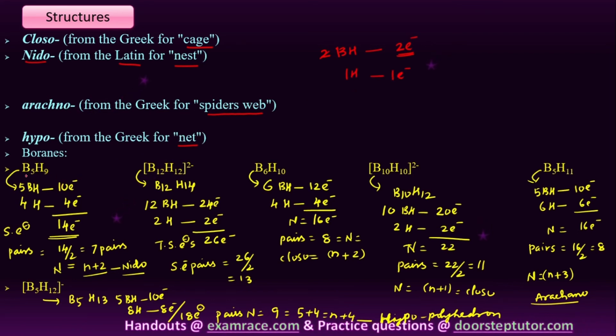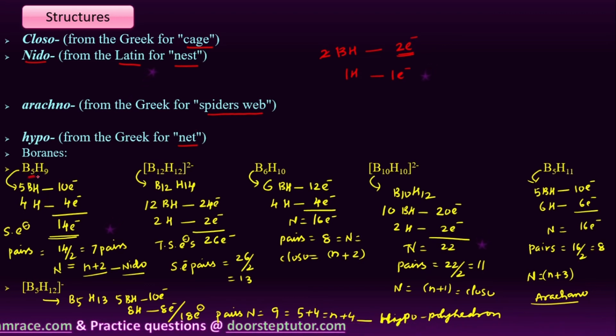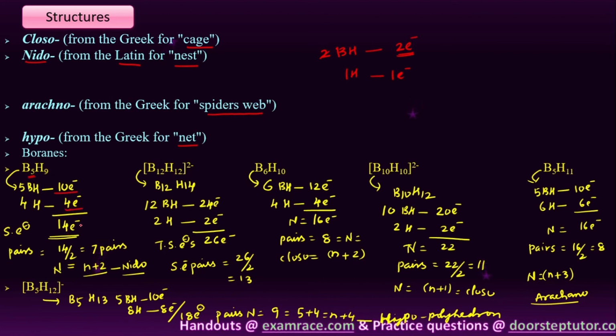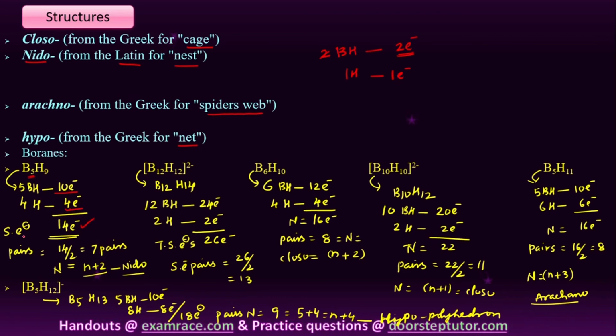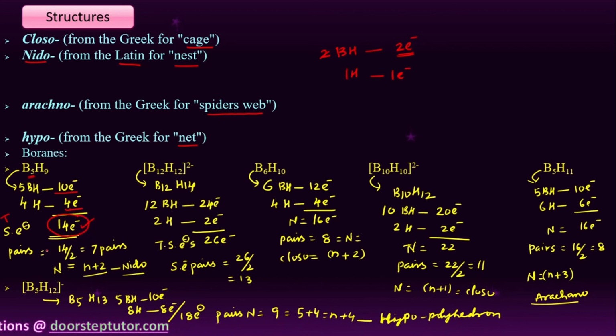Here you can see the formula is B5H9, student. B5H9 means the number of boron atoms is 5, so I have written 5BH. Each BH unit contributes 2, so that is equal to 10 electrons. The remaining are hydrogen atoms, that is 4 hydrogen atoms. So 10 plus 4 is equal to 14 electrons. These are the total skeletal electrons, equal to 14. So how many pairs are there, student? What will you do?